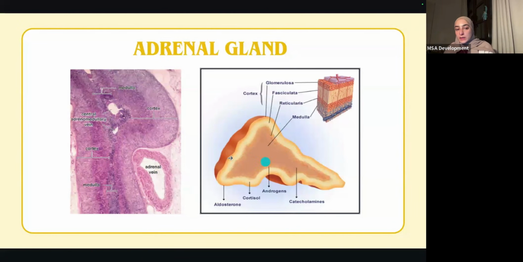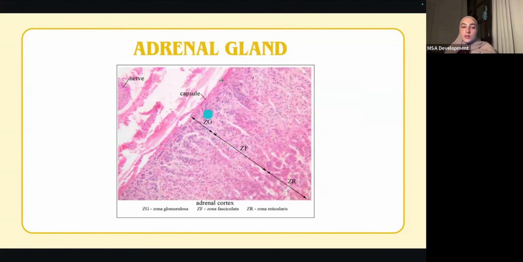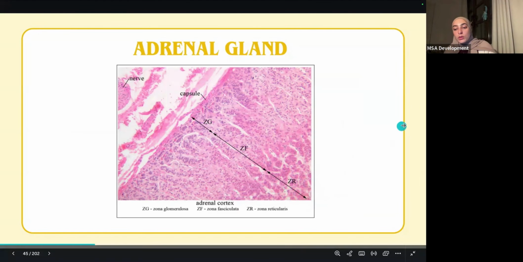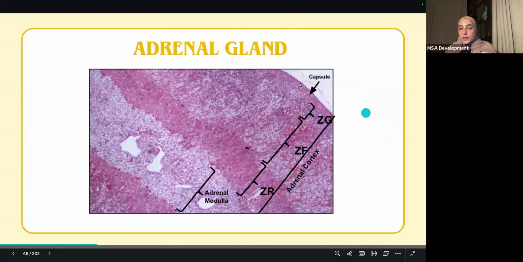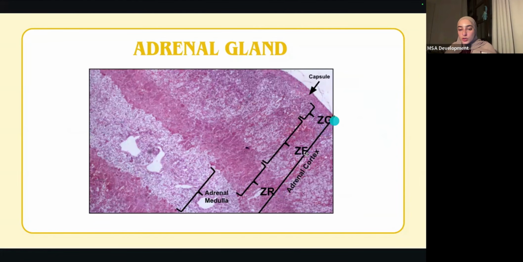The medulla is in the middle, and as you can see here, this is the medulla in the middle, and surrounding it is the cortex. Okay, here, zona glomerulosa, fasciculata, and reticularis. This is the capsule. As I said, the capsule lines everything. If you would go deeper, after the reticularis, you'd find the medulla. Here again, capsule, this is the cortex, and the medulla in the middle here.